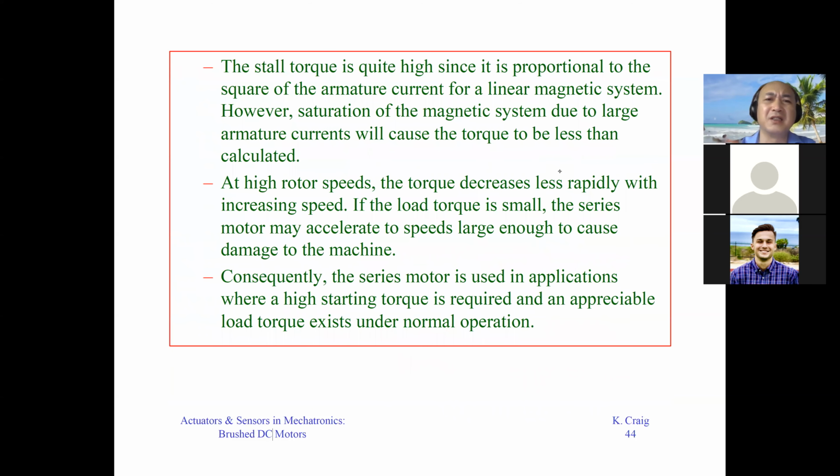What's the characteristic is you have a very high stall torque. Stall meaning the omega R is zero, the torque is very high. It's proportional to the square of the armature current for a linear magnetic system. So if you have something very heavy you want to pull, then you can use that.